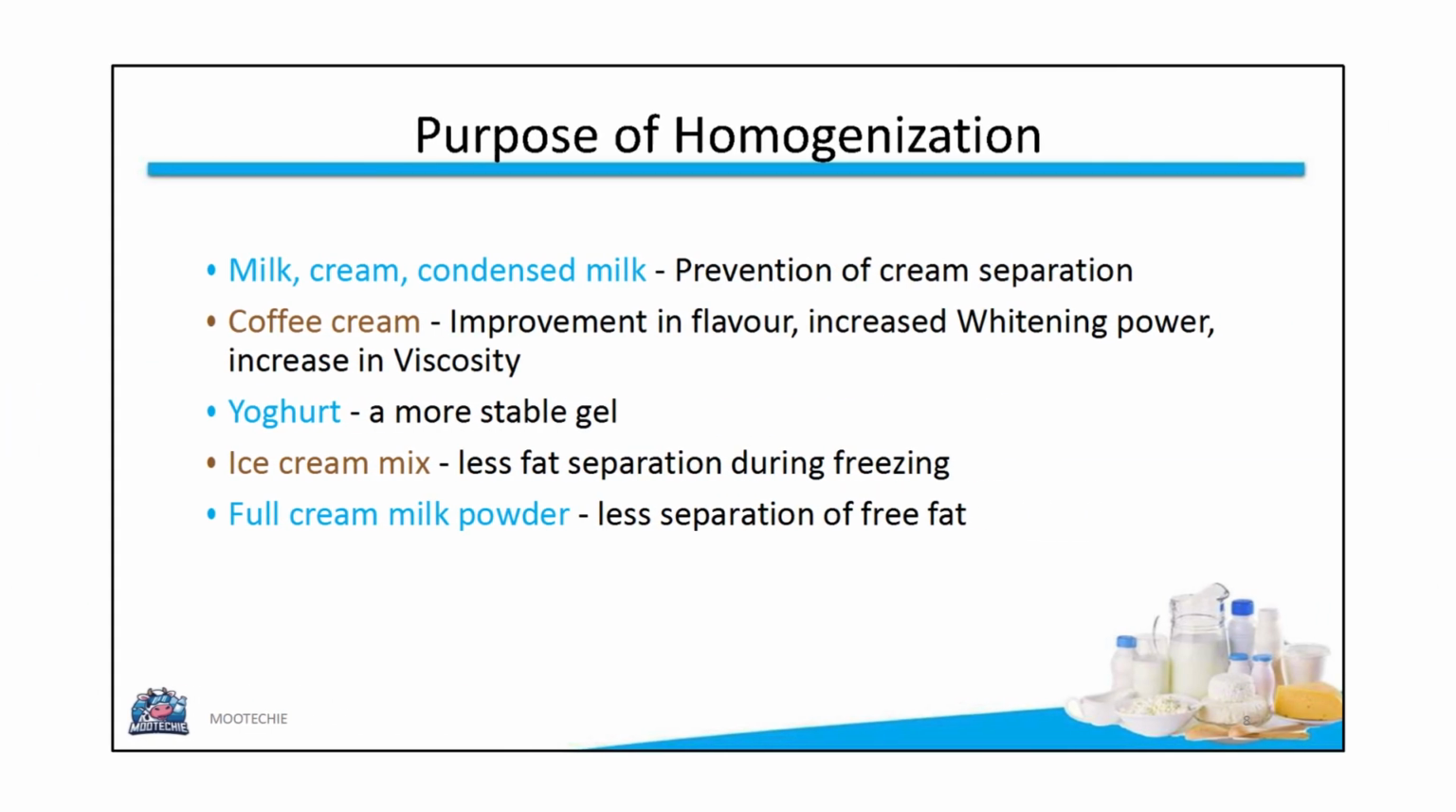The purpose of homogenization varies by product. For milk and cream, it prevents cream separation. For coffee cream, it improves flavor, increases whitening power, and increases viscosity. For yogurt, it helps form a more stable gel. For ice cream mix, it reduces fat separation during freezing. And for full cream milk powder, it minimizes the separation of free fat.